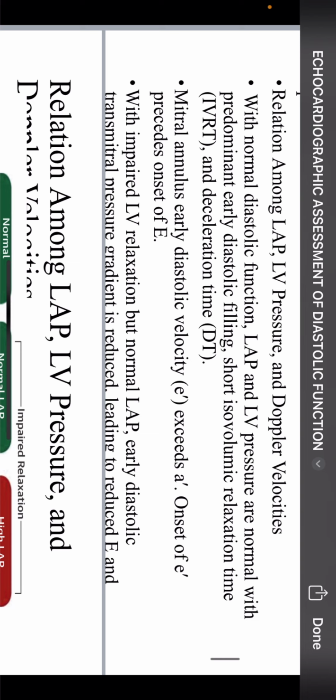So I've talked of grade 1 and grade 3. What is grade 2? Grade 2 is pseudonormalization, meaning the E wave becomes tall again and A becomes short. Why does it happen like that? Because the heart is always intelligent. It tries to compensate for whatever happens. For whatever pathology, the heart will try to compensate.